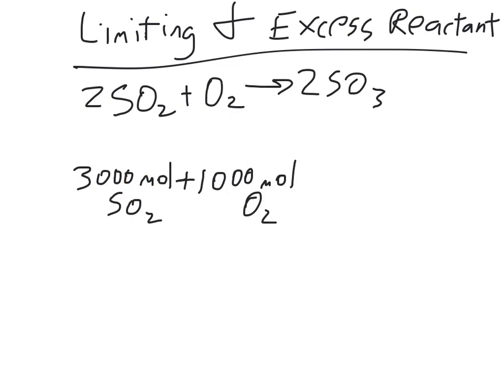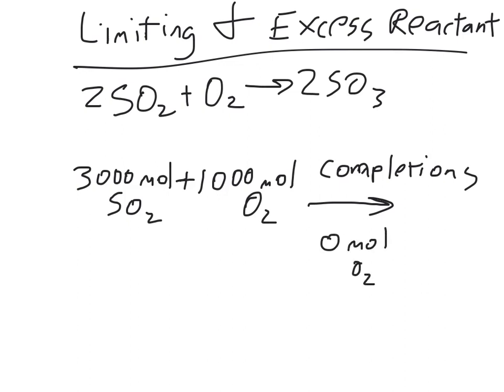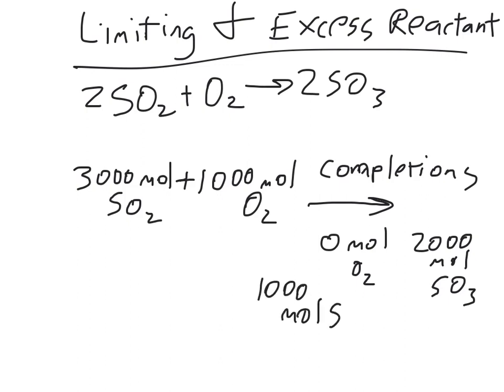So if I just let this go to completion for the reaction, what will happen is I will be left with 0 moles of O2, and that's because that's the limiting reactant. But if I let all of the O2 react to form the final product, I'll produce 2,000 moles SO3. And again, I just use the stoichiometric ratio, which is 2 to 1. And then we will be left with 1,000 moles of SO2.